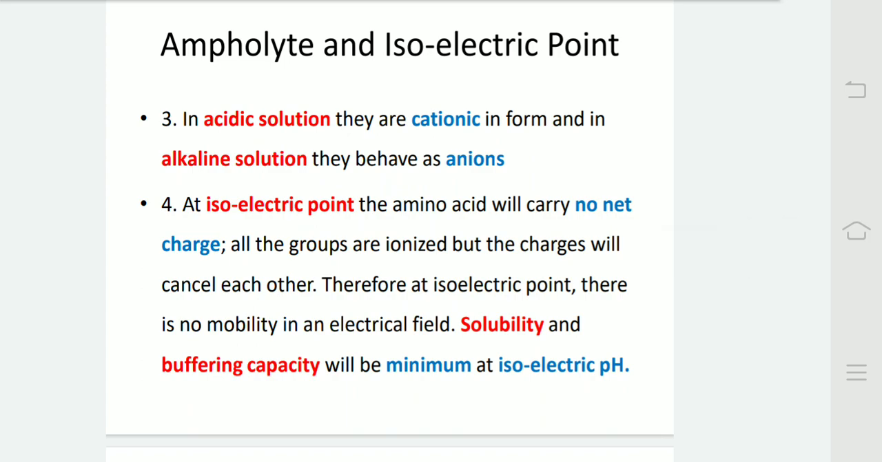In acidic solution, they are cationic in form, and in alkaline solution, they behave as anions. At the isoelectric point, the amino acid will carry no net charge. All the groups are ionized, but the charges will cancel each other. Therefore, at the isoelectric point, there is no mobility in an electric field. Solubility and buffering capacity will be minimum at isoelectric pH.